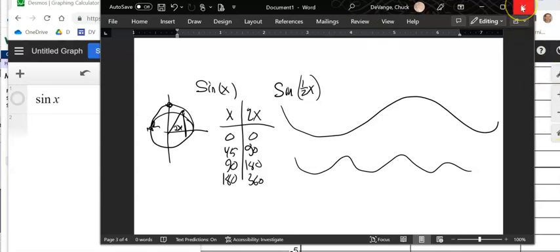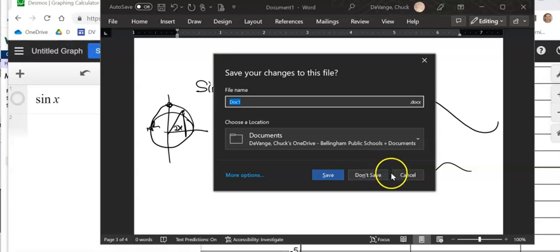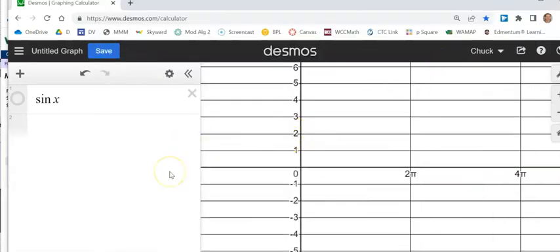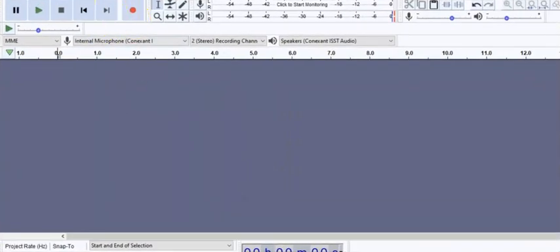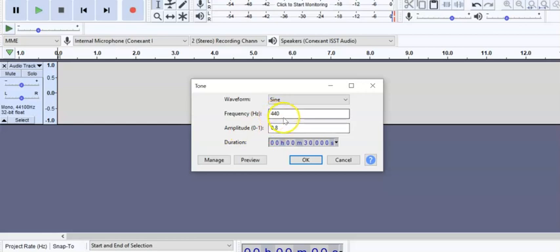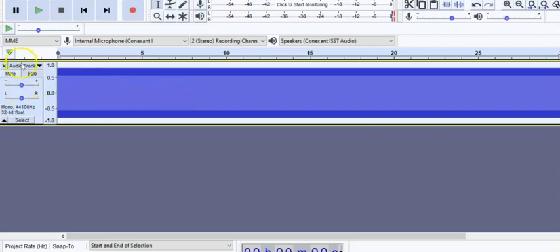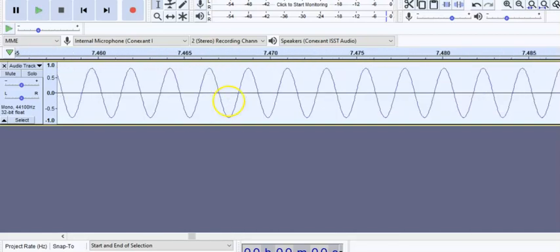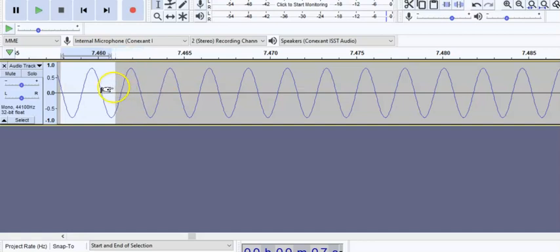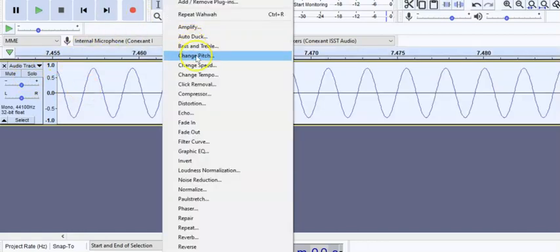And now one of the things that I've talked about in class a little bit is this idea of pitch, how this is related to pitch. So I'm going to show you a little something in Audacity about pitch. So I'm going to generate a tone on this, and I'll make it just 440, concert 440, that's the frequency. And notice that if I play it, not the most pleasant sound, but I can zoom in on this, and you can see that nice wave that's going on there. And now one of the things I can do to this is I can change the pitch of the whole thing.